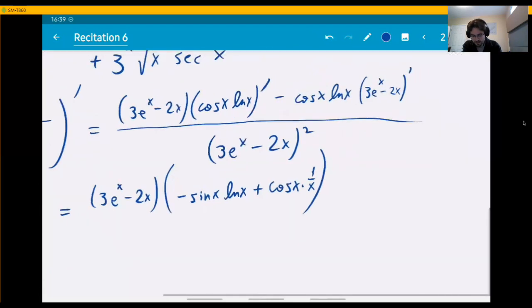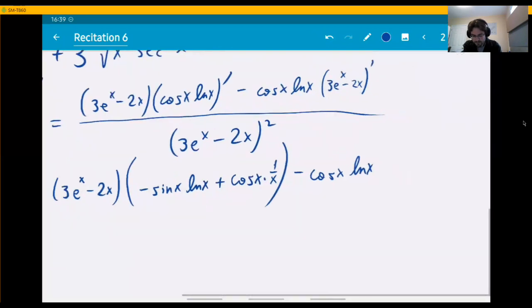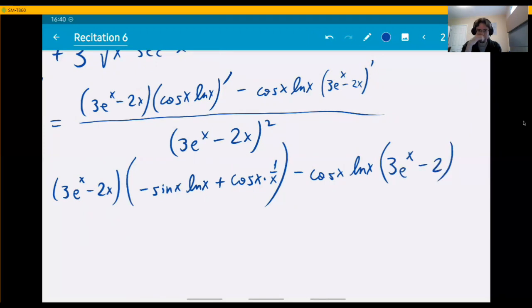The other term will be easier, minus cos x ln x. This is the derivative of a difference, so this minus sign here really doesn't matter. You just take the derivative of each term separately. Derivative of 3e to the x is 3e to the x. Derivative of minus 2x is minus 2. Those are cases where you have constants in front of the functions. The constants remain. You just differentiate the functions.